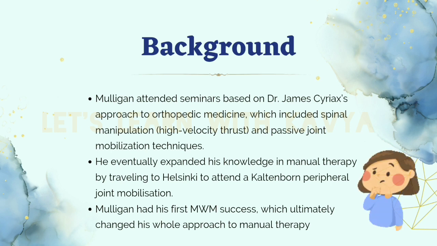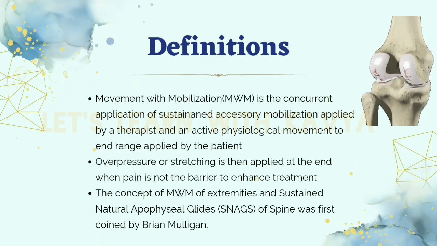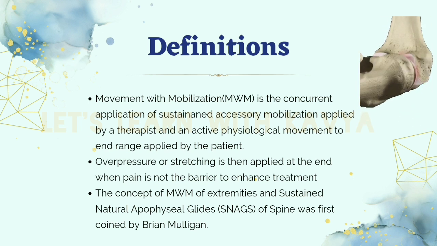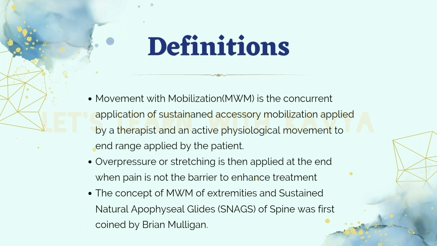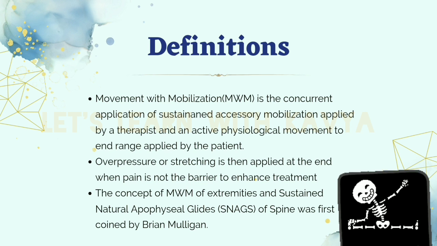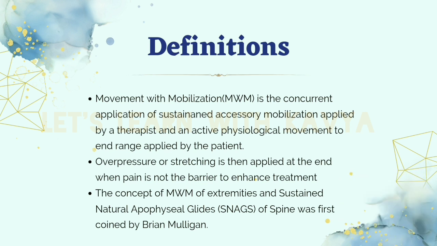You might ask what MWM is. Movement with mobilization is the concurrent application of sustained accessory mobilization applied by a therapist and an active physiological movement to end range applied by the patient. Basically, it is passive movement by the therapist and active movement by the patient. Overpressure or stretching is then applied at the end when pain is not the barrier to enhance treatment. The concept of MWM of extremities and sustained natural apophyseal glides, or SNAGs, of the spine was first coined by Brian Mulligan.